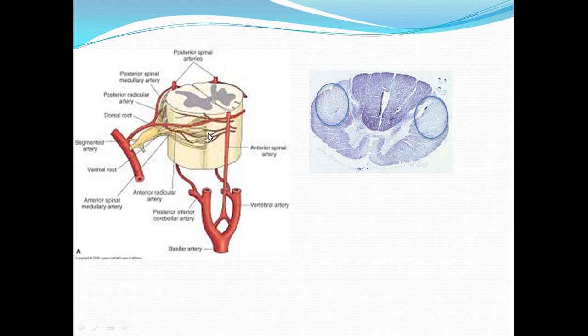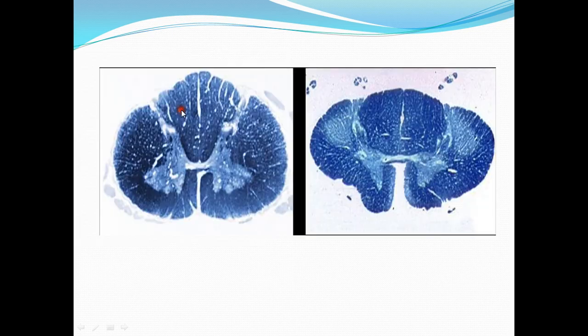Blood supply, to know about the blood supply is very, very important. These are the arteries, which are small branches coming from different arteries like the aorta and the vertebral arteries. They form the segmental vessels and then divide into anterior and posterior. Anteriorly we have a single artery, the anterior spinal artery, and posteriorly we have two spinal arteries. These are the arteries which are supplying the spinal cord.